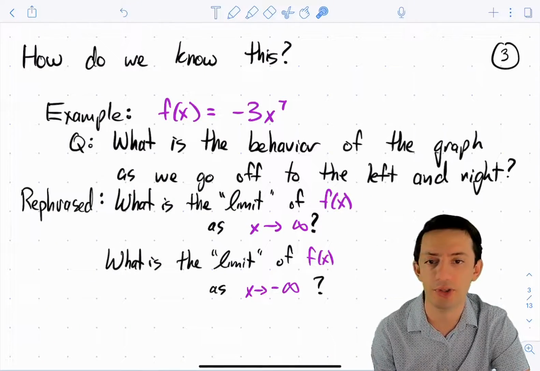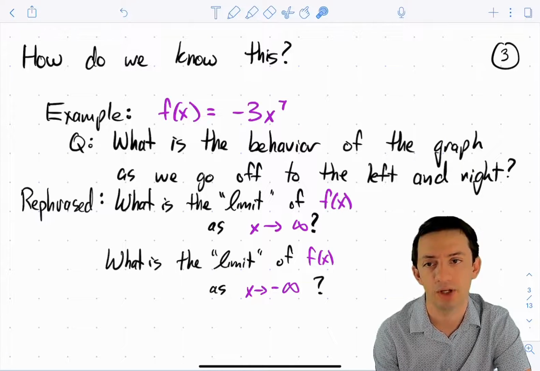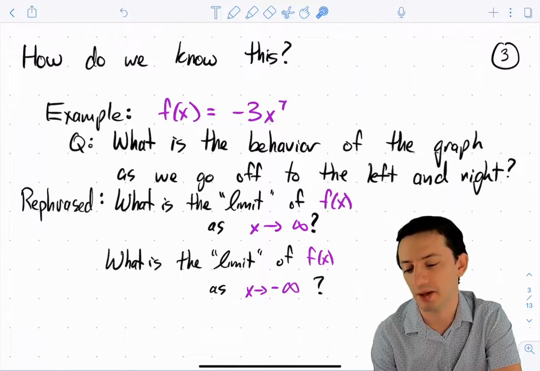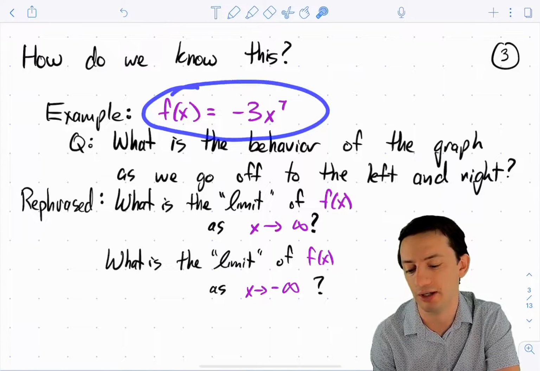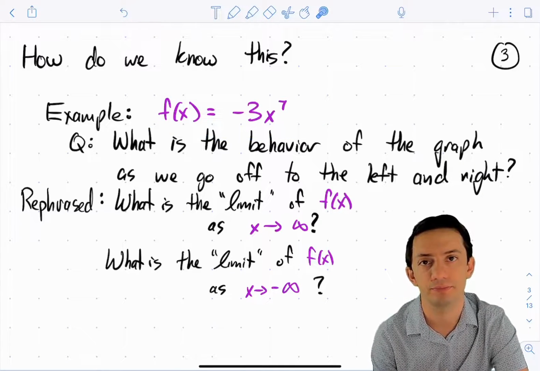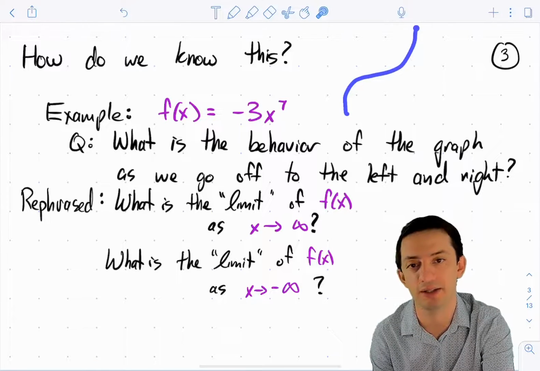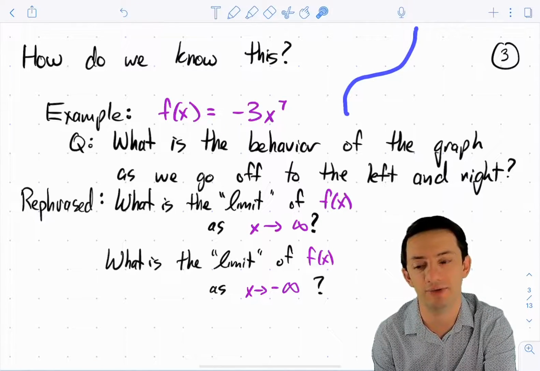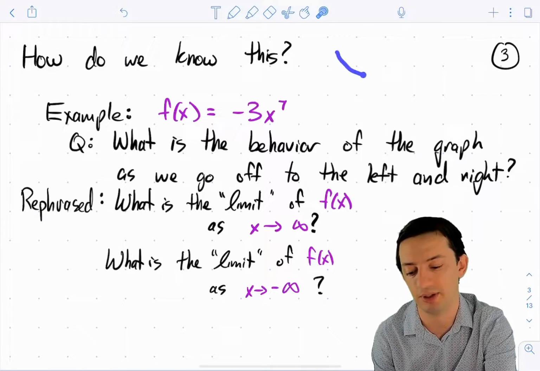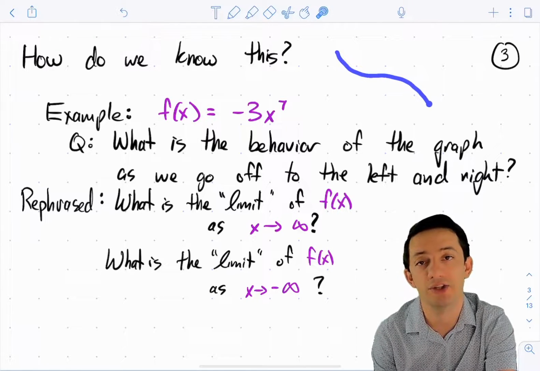Now, how do we know that the behavior looks like that? Let's think about an example for a minute. Let's think about f of x equals negative 3 x to the 7th. So based on our picture from the last slide, x to the 7th would look kind of like this. And then because we have the negative in front, it's going to get flipped around and look something like this. But that's just because we had the picture.